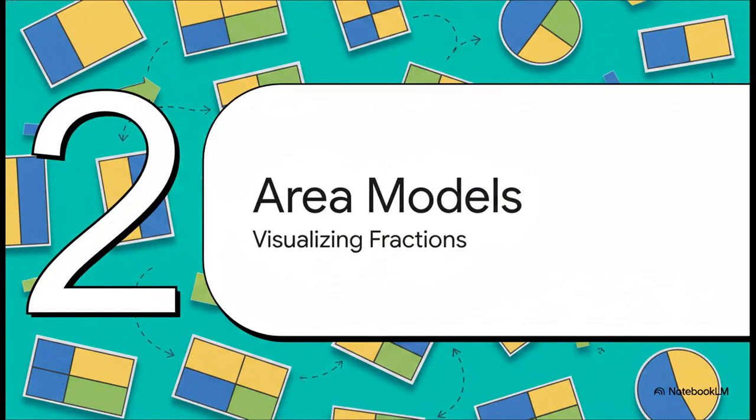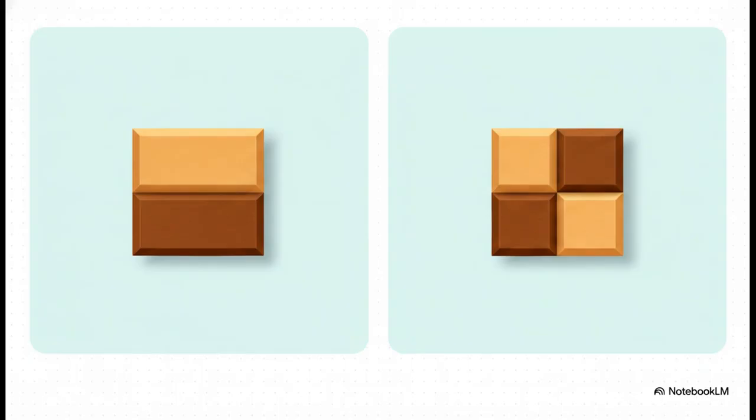Okay, moving right along to Section 2, visualizing with area models. Let's see how this plays out when we look at pictures. This brilliantly illustrates what we're talking about. Think about a chocolate bar. If you cut it into 2 equal pieces and take 1, that's 1/2. But what if you cut it into 4 equal pieces and take 2? You're still getting the exact same amount of chocolate.